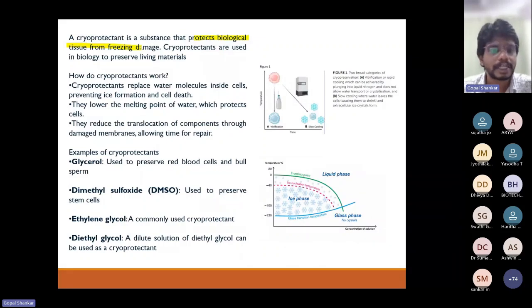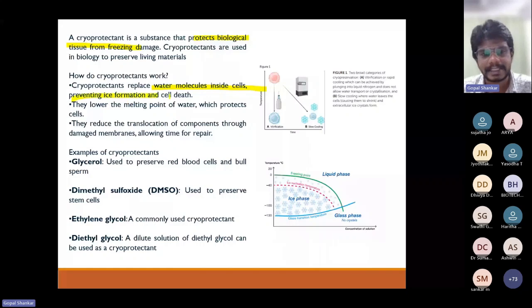So what cryoprotectants do is that when you add DMSO along with your cells, this DMSO will go and replace the water molecules in the cells. When the water is replaced, ice formation and cell death are prevented. They also have a lower melting point than water, which protects the cells. That is an important point. And they also do not allow the translocation of components through the damaged membrane at the time of repair. One typical example is DMSO, most commonly used.